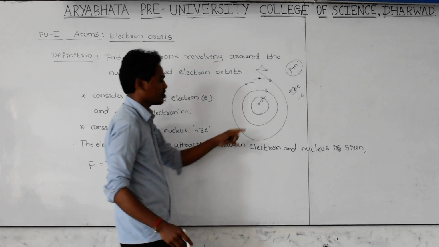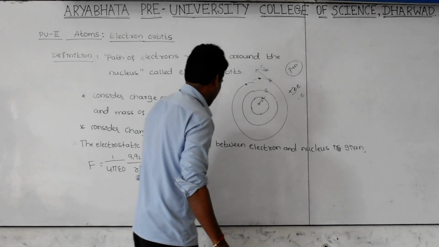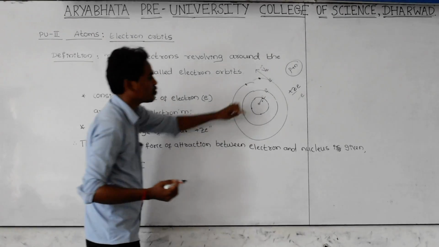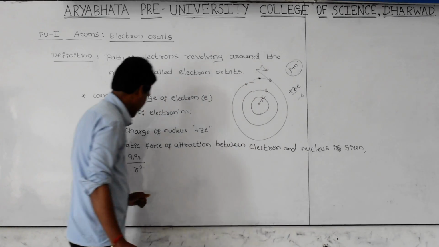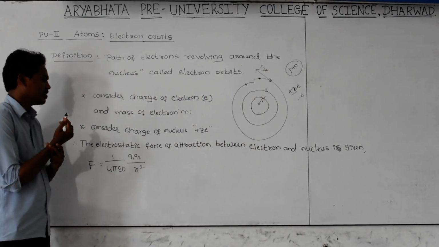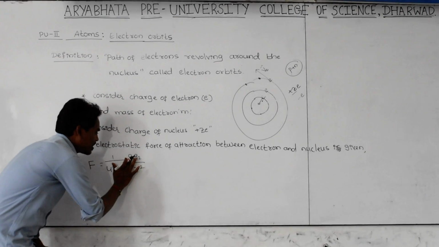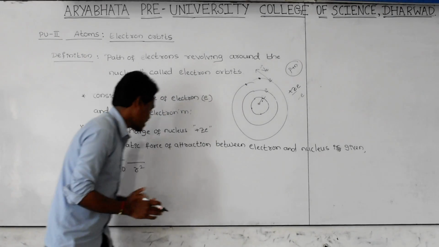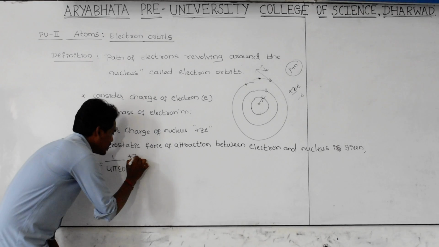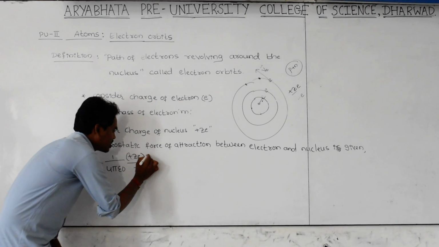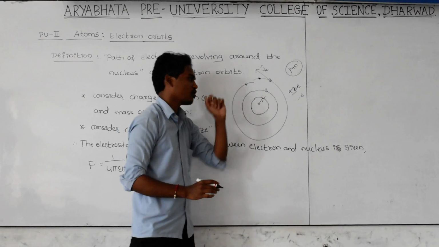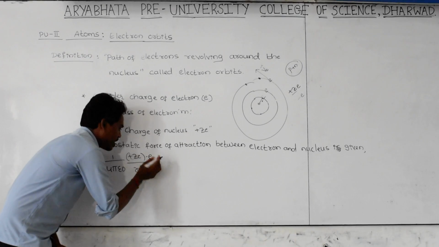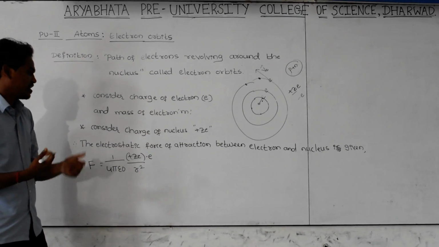Here one particle is the nucleus and the other particle is an electron. How much is the electrostatic force of attraction existing between these two particles? To calculate it, we use Coulomb's law: 1 by 4 pi epsilon naught, Q1 Q2 divided by R square. Here I take Q1 as the nucleus, whose charge is plus Z E. And Q2 is the electron, whose charge is E. You can take minus E or just E; the minus sign indicates the nature of the charge.